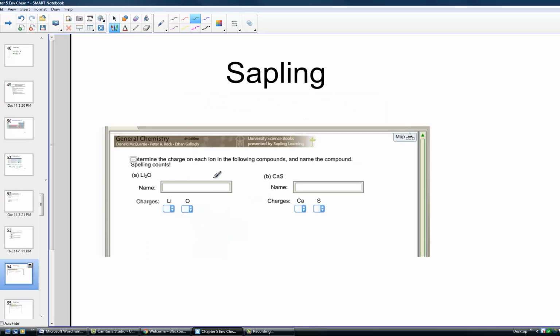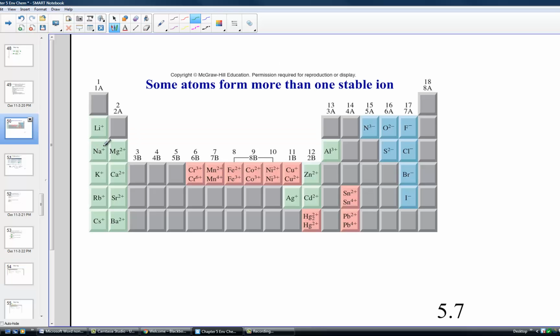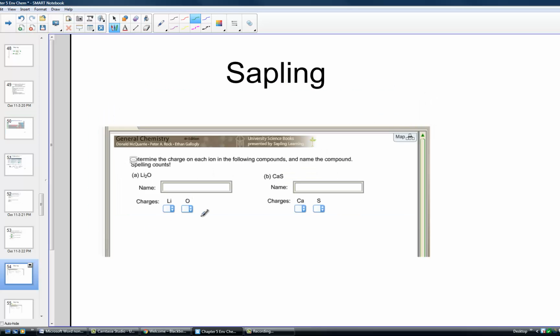When we start writing out our formulas, we need our periodic table handy. Lithium oxide, for example, I can find those charges right off the bat. Li is a +1, O is a -2. And so when we crisscross, we find our chemical formula, Li2O. Lithium with its +1 charge and oxide with its -2 charge gives me a compound called lithium oxide.